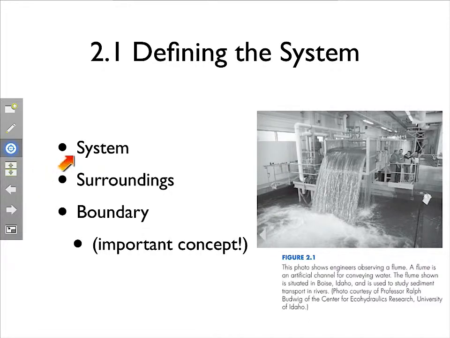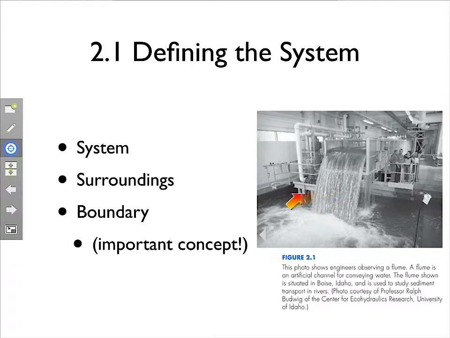We talk about systems when we're dealing with engineering. A lot of times we have a particular part or a particular property or a particular substance that we're interested in measuring or monitoring. In this case, this is showing a picture of a flume down in Boise, Idaho, that is used for testing water flow of all sorts. And this is an artificial channel for conveying water. That's what a flume is.